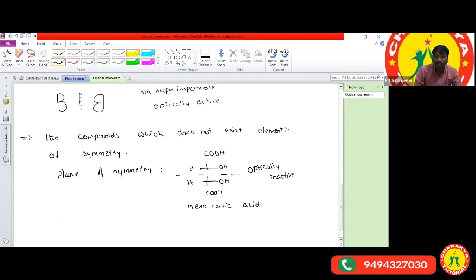And another one is there. What is the other one? Center of symmetry. Sir, what is the example for the center of symmetry? One second, I'll draw one example.